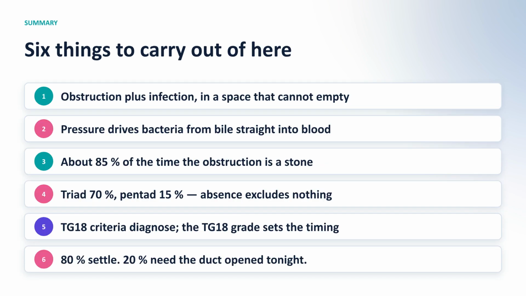1. Cholangitis is obstruction plus infection in a space that cannot empty. 2. Pressure drives bacteria straight from bile into blood, which is why these patients are bacteremic and decompensate fast. 3. About 85% of the time, the obstruction is a stone. 4. The Triad appears in 70% and the Pentad in 15%, and their absence excludes nothing. 5. The Tokyo criteria make the diagnosis, and the Tokyo grade sets the timing. 6. 80% settle with antibiotics, and 20% need the duct open tonight. Your whole job is knowing which 20% you are looking at.